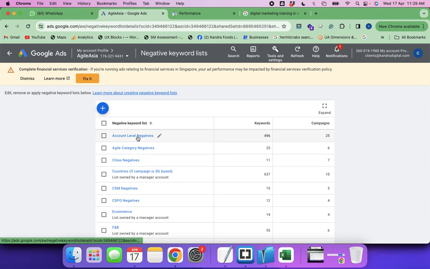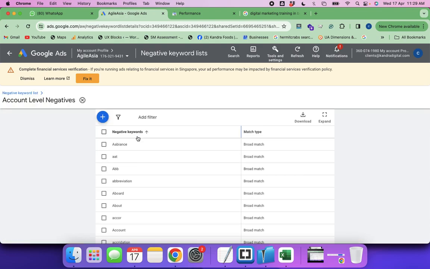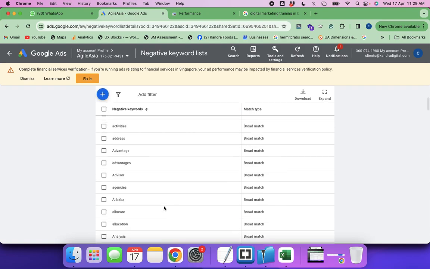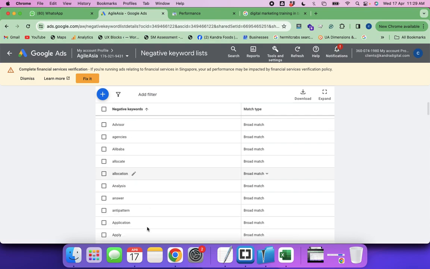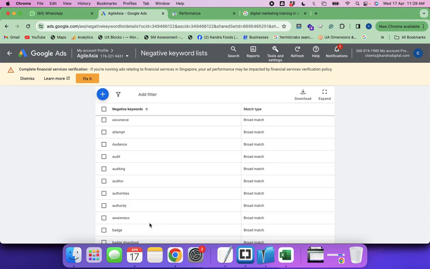Account level negatives. This we had worked on in 2019 or 18. You look at this. Whenever a keyword contains analysis, CSM certification, maybe something assessment. See, a term used by people can contain anything in it. And now I don't want to show ads for terms like digital marketing awareness.